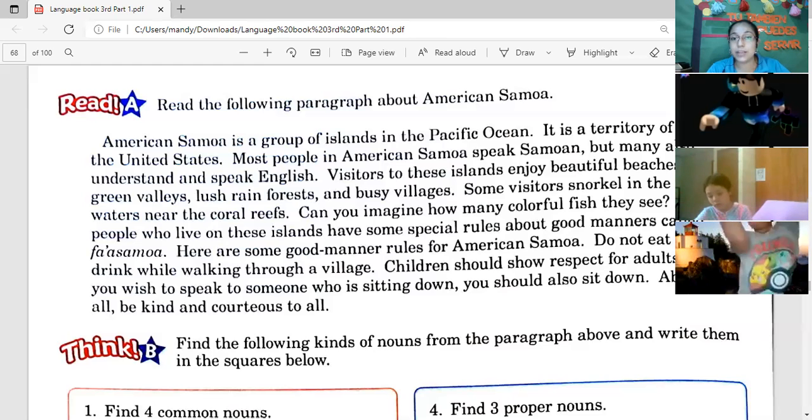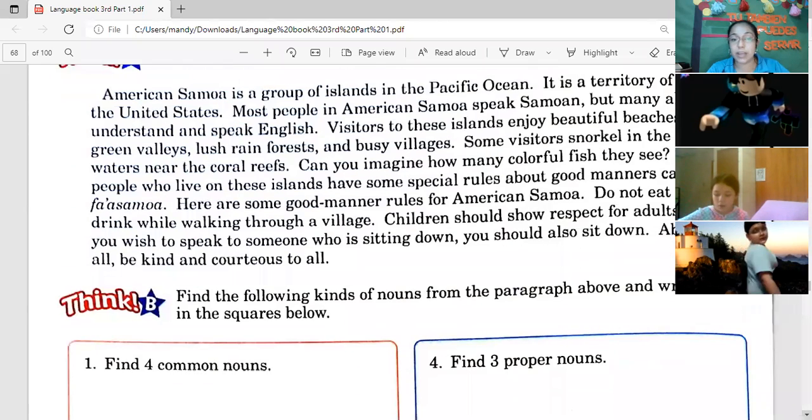Okay, if you see these as rules, reglas, nosotros podemos aplicarlas también, okay? No comer y beber mientras usted camina en la ciudad. Los niños deben demostrar respeto a los adultos. Si usted desea hablar con alguien, debe sentarse a la par de esta persona, ¿ok? Pero sobre todo, debe de ser amable y respetuoso o cortés, ¿ya? Okay, these are some rules in these islands, American Samoa.